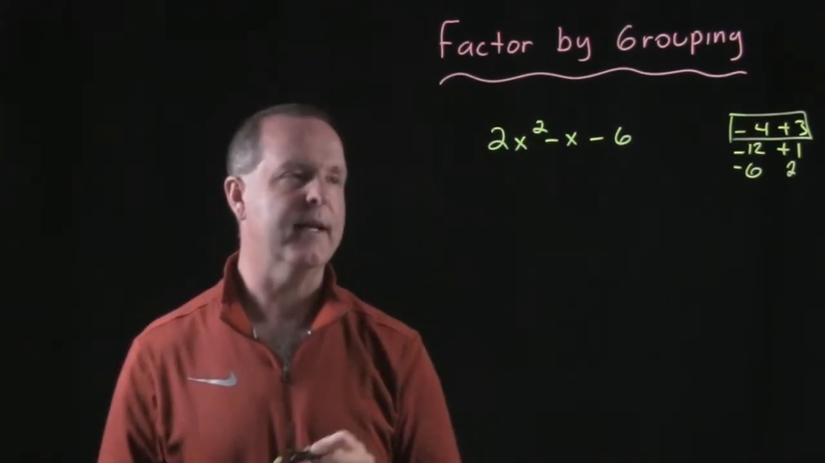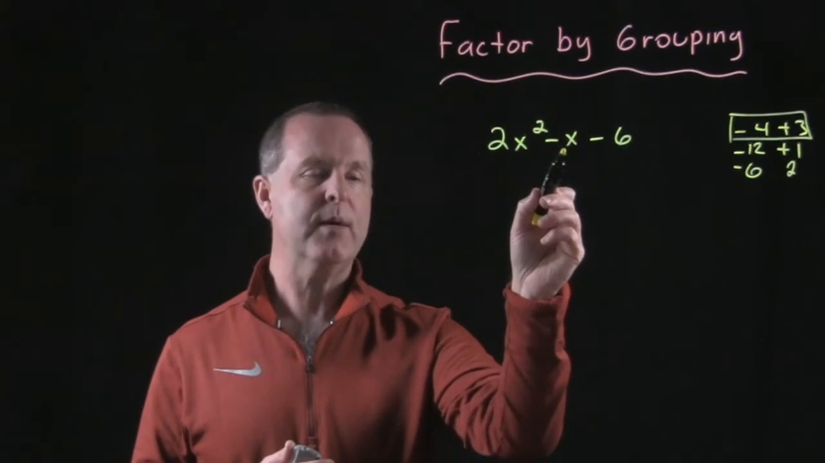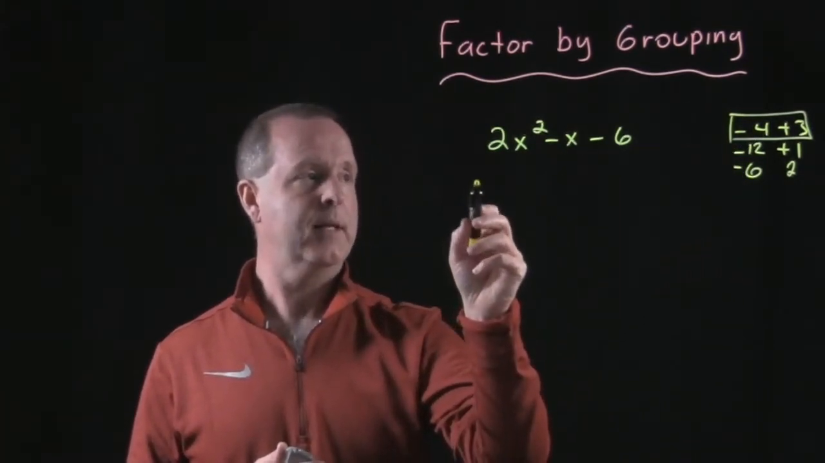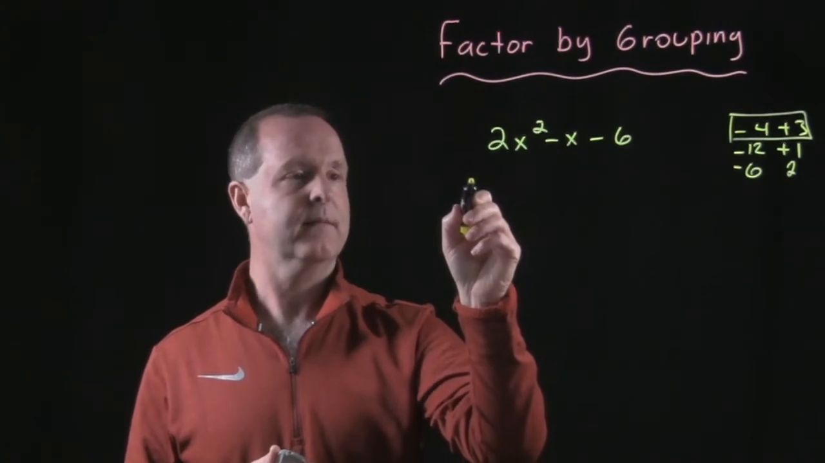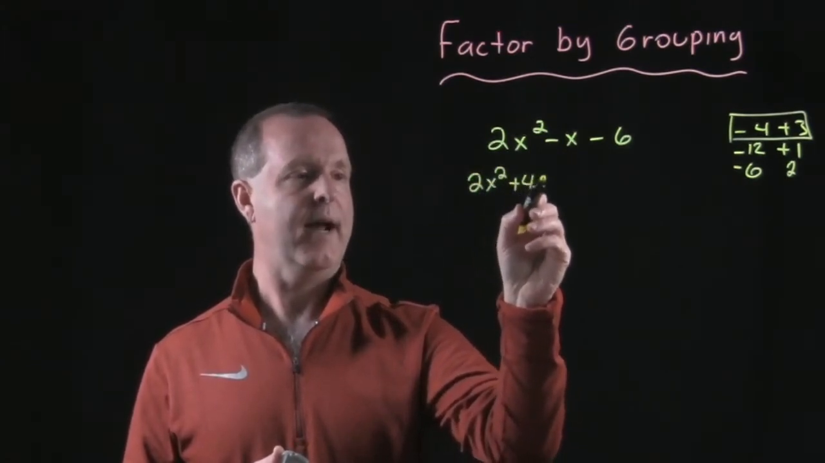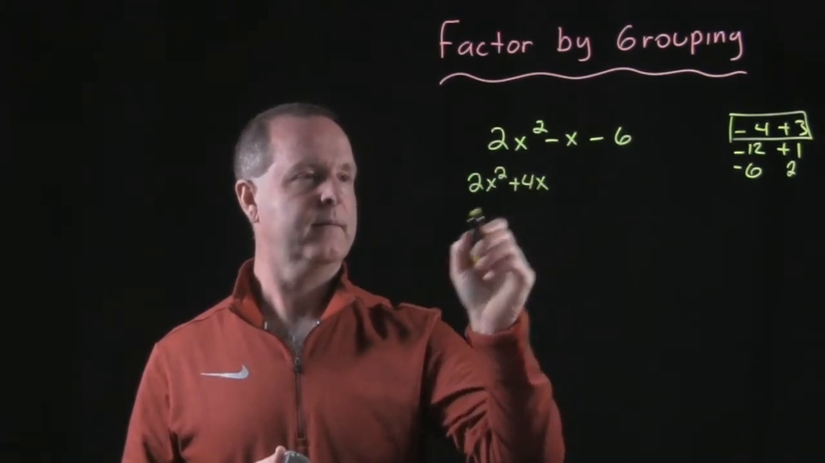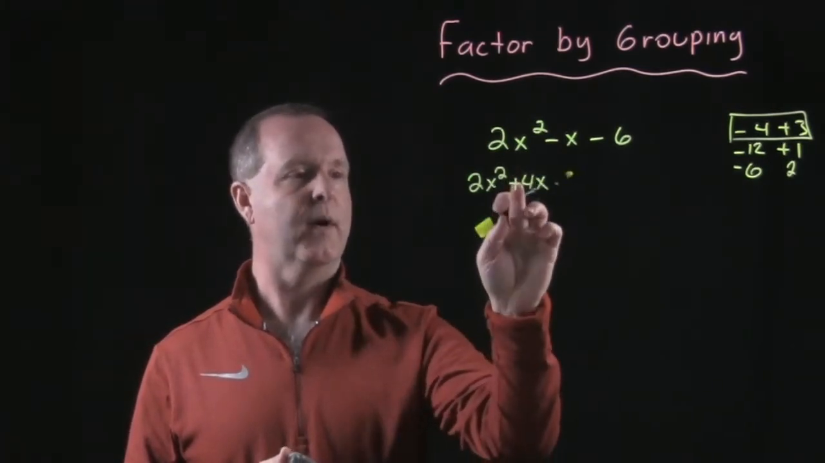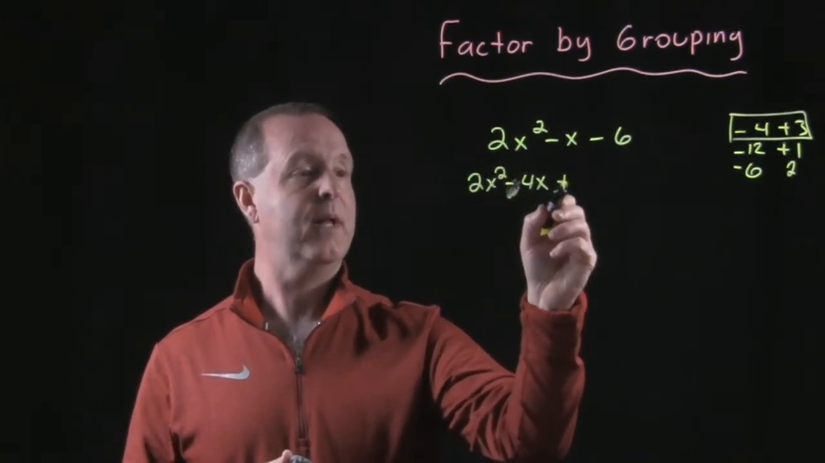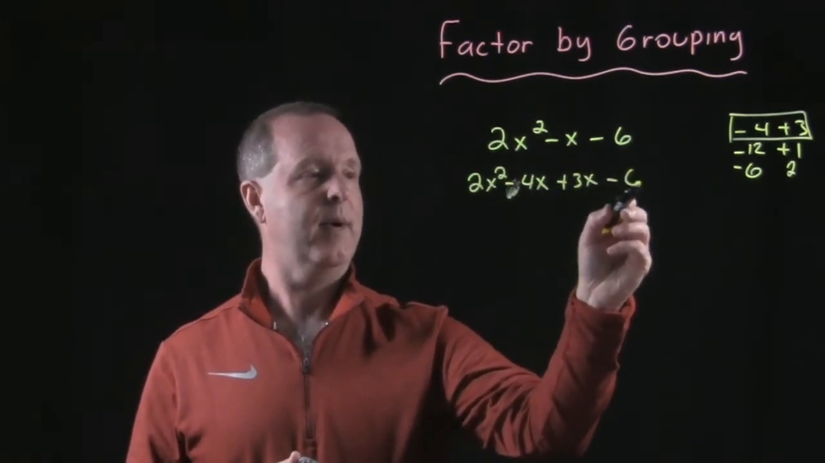So what I'm going to do is use that to rewrite this middle term as the summation of those terms. So I'm going to rewrite it as 2x squared plus 4x, or sorry, minus 4x. I knew it didn't look right for a second. Minus 4x plus 3x minus 6.